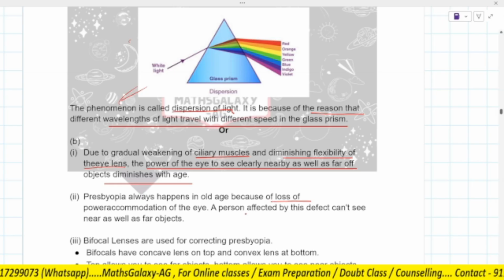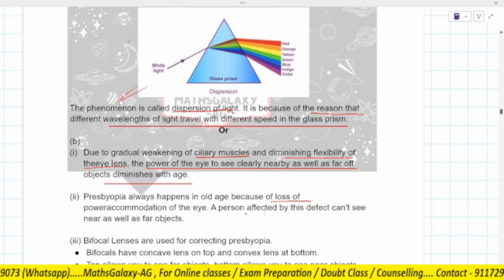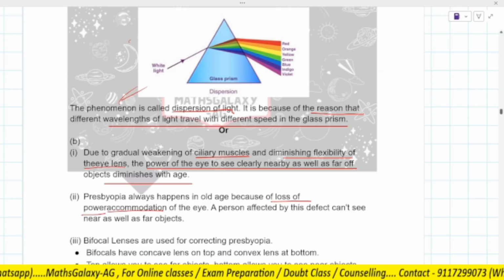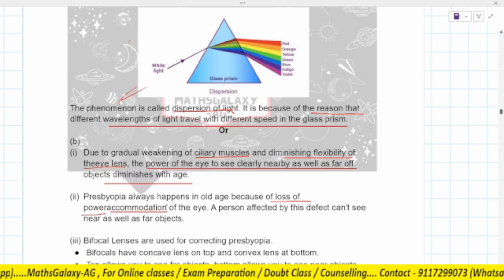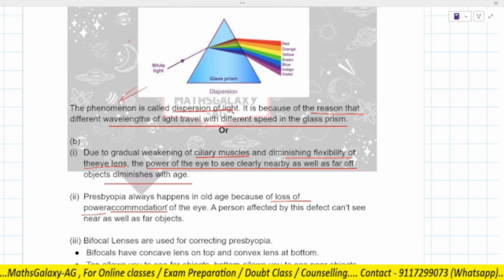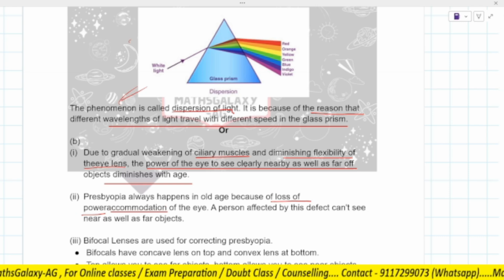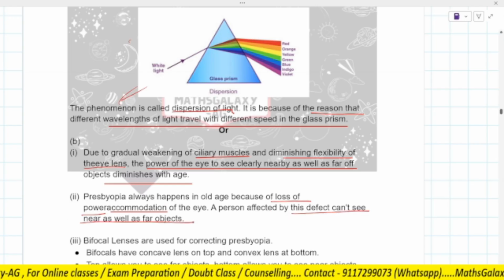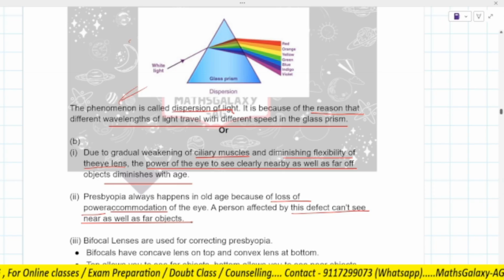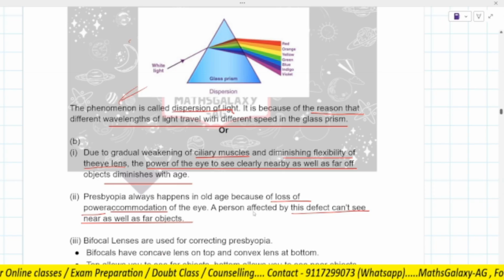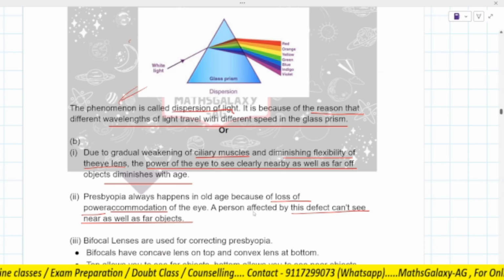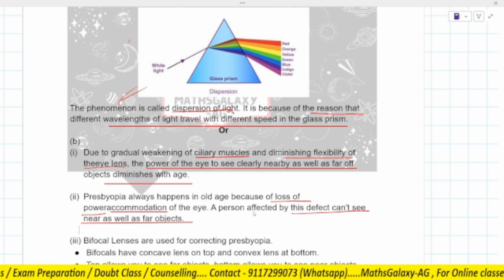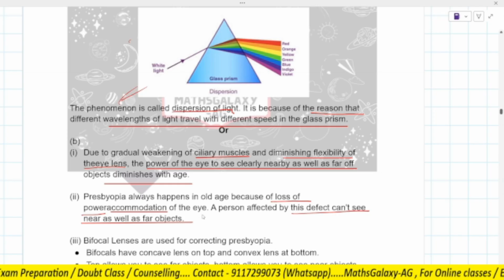Loss of power of accommodation of the eye. Is it clear? It's power of accommodation. The two are different words. A person affected by this defect cannot see near as well as far objects. It means he or she will suffer from both myopia and hypermetropia, and that condition is known as presbyopia. Is it clear?